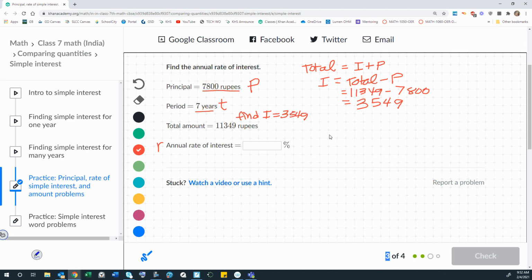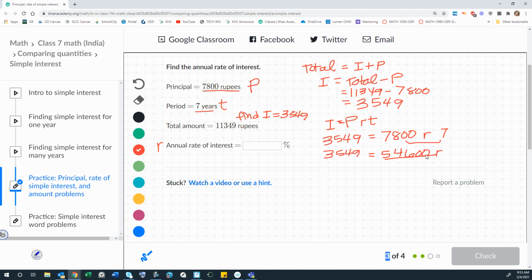Okay, so now to find the rate of interest, we use our formula I equals PRT. We're going to plug 3549 in for I. We're going to plug 7800 in for P. We don't know R. We're going to plug 7 in for T. So now we're going to multiply these two numbers together. So 7800 times 7 is 54,600. And that's times R.